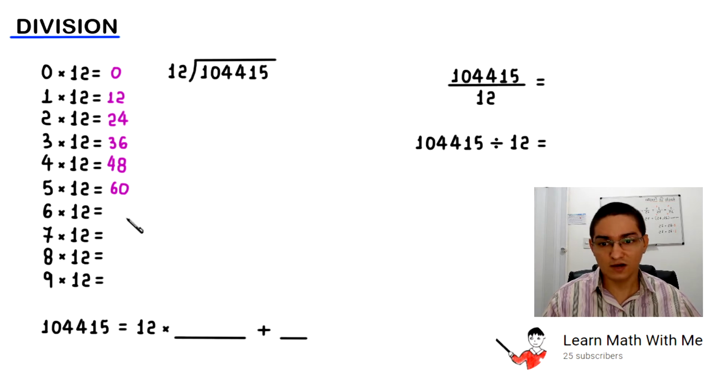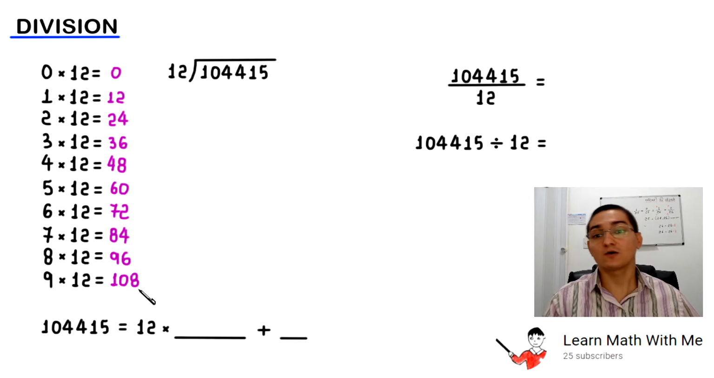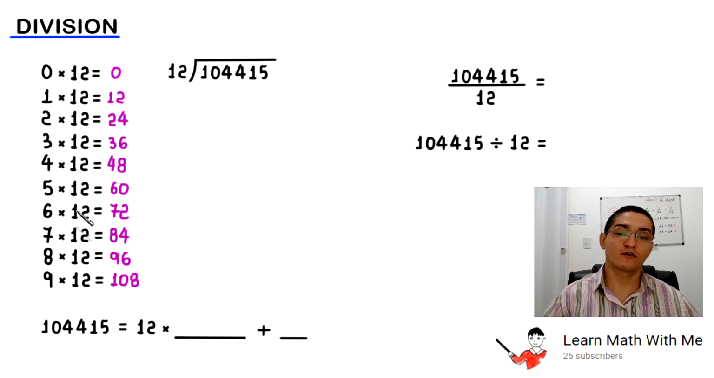Well, 6 times 12 equals 72, because 60 plus 12 equals 72. If you add 12 again, you will find 84. That is the result of 7 times 12. Adding 12, once again, we find 96, and that is the result of 8 times 12. Finally, 9 times 12 equals 108, because 96 plus 12 equals 108. So now that we have the multiplication table of 12 here available, it becomes very easy to do this division.